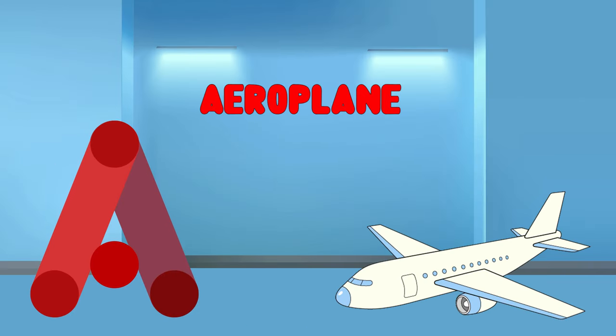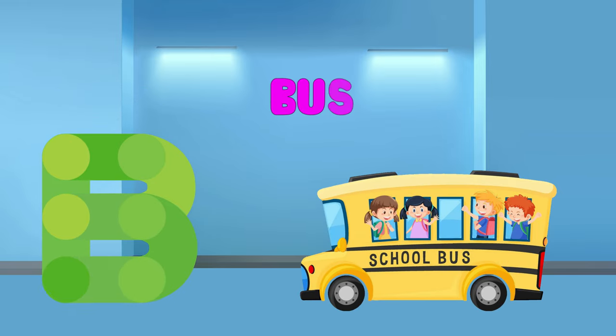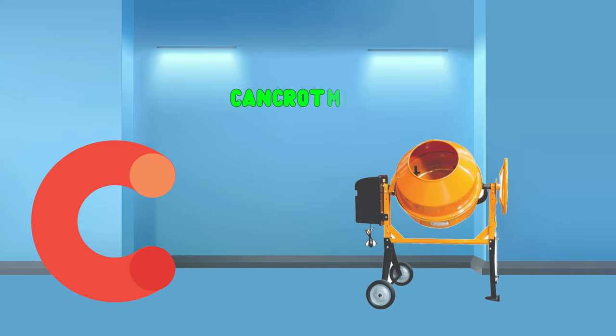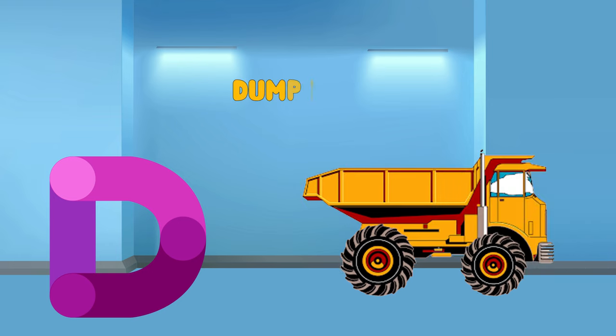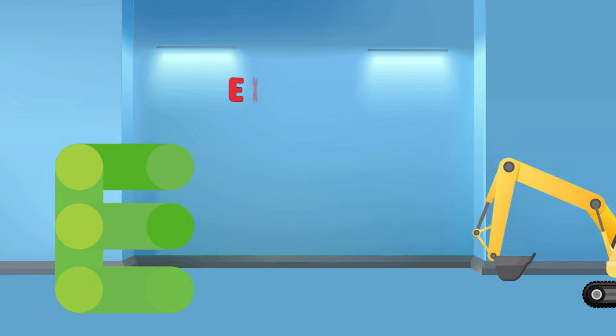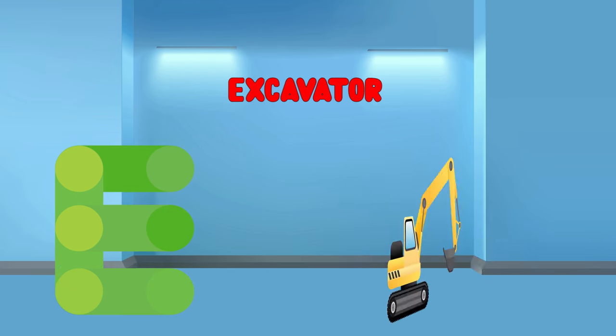A is for airplane. A, a. Airplane. B is for bus. B, b. Bus. C is for concrete mixer. C, c. Concrete mixer. D is for dump truck. D, d. Dump truck. E is for excavator. Excavator.